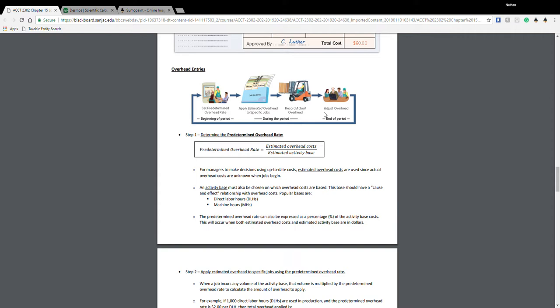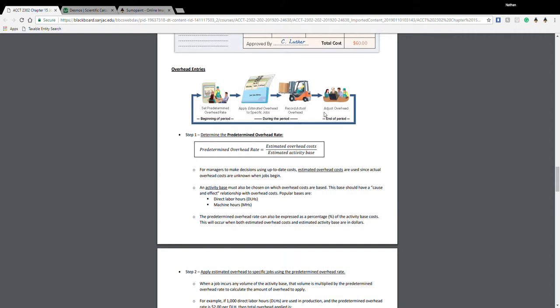Now, this basically does have a cause-effect relationship. So, our most popular ones with job costing for activity bases, we're going to probably use direct labor hours, or we're going to use machine hours. 9 times out of 10 though, I will probably tell you it's going to be closer to direct labor hours. They're just a little bit easier to figure out with overhead.